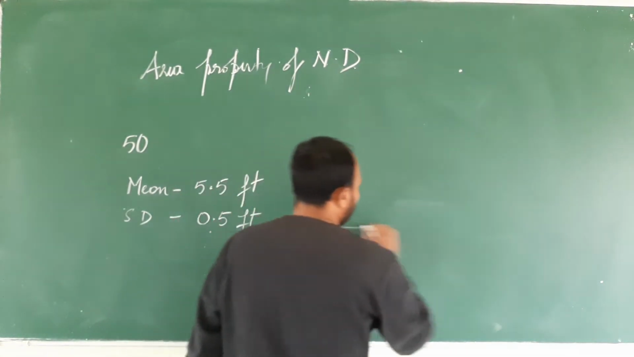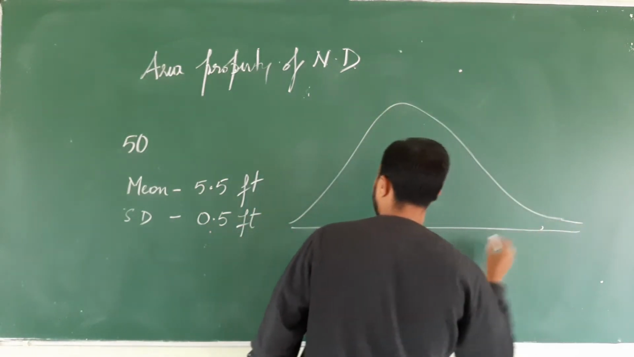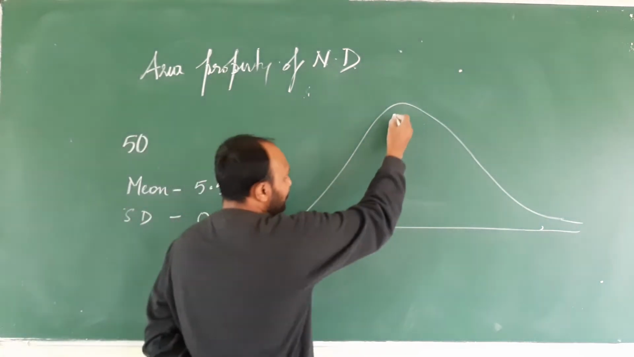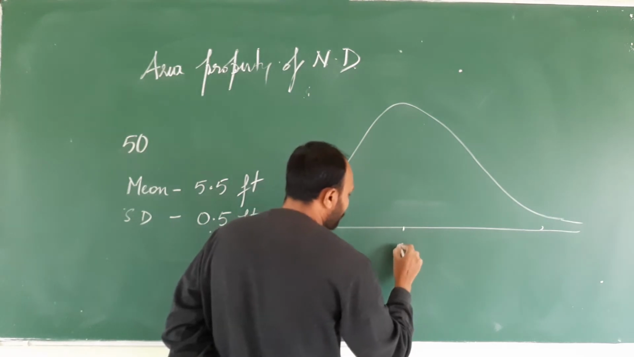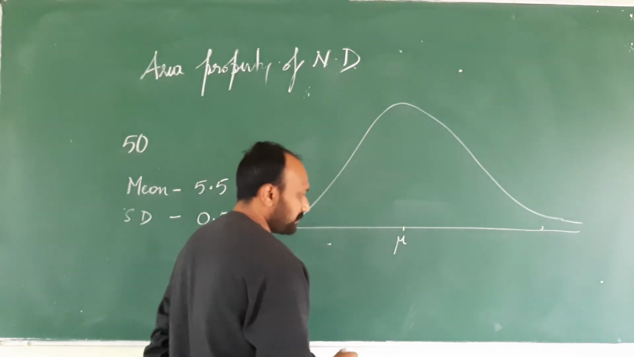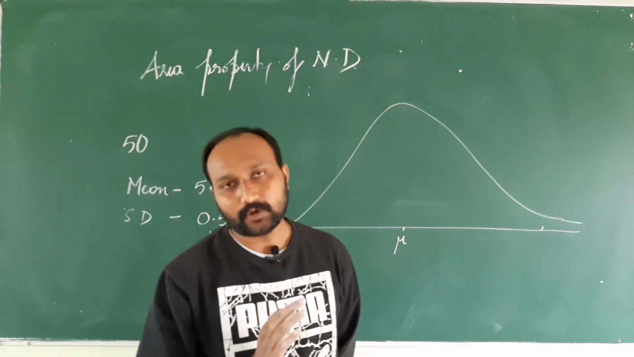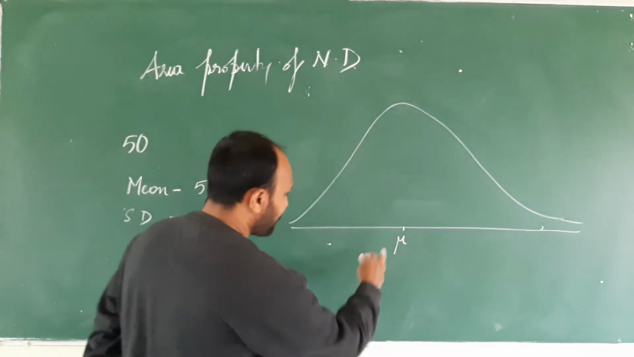Please notice here. Please consider. Let me write a bell-shaped curve. Here the central point indicates mu. What is mu? Mu is nothing but mean or median or mode. All of them sit at one particular point. So this is the mean.